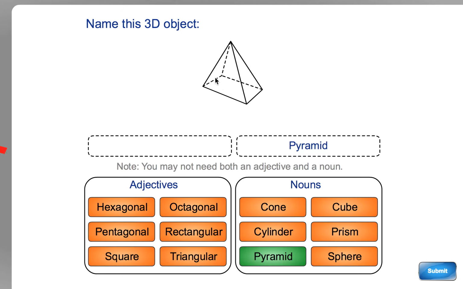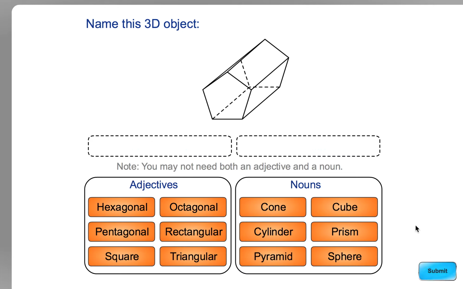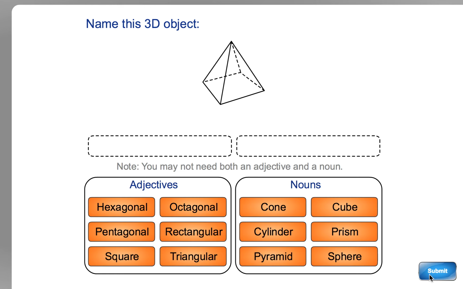Next, this one goes up to a point, so it's a pyramid, and it's got a rectangular bottom. Look at the bottom of it there. 1, 2, 3, 4. It's not a square. Might look like a square, but it's actually a rectangular pyramid. So keep going through. Choose the adjective, choose the noun, and you'll get them right. And 1 or 2 of them you don't need to have adjectives, like cylinders and cones. They're just cylinders or cones.